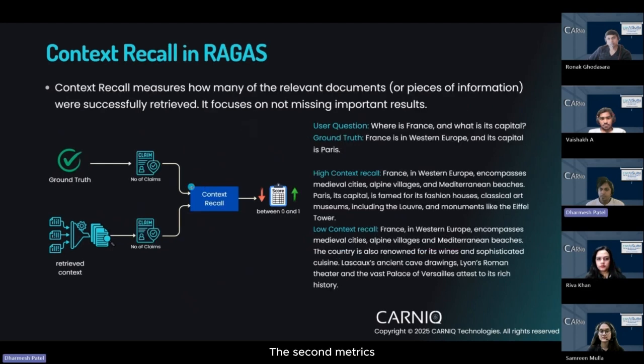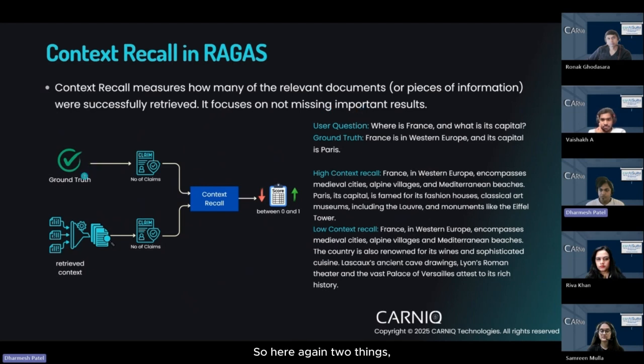The second metric we have for retrieval is context recall in RAGAS. So context recall measures how many of the relevant documents or pieces of information were successfully retrieved. It is focusing on not missing out the important information.